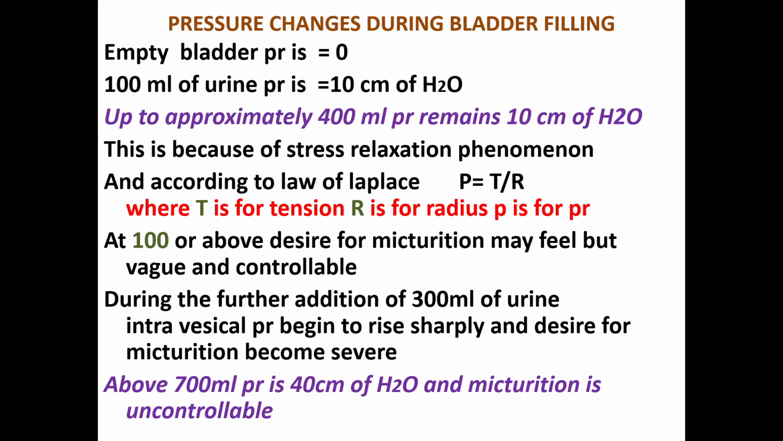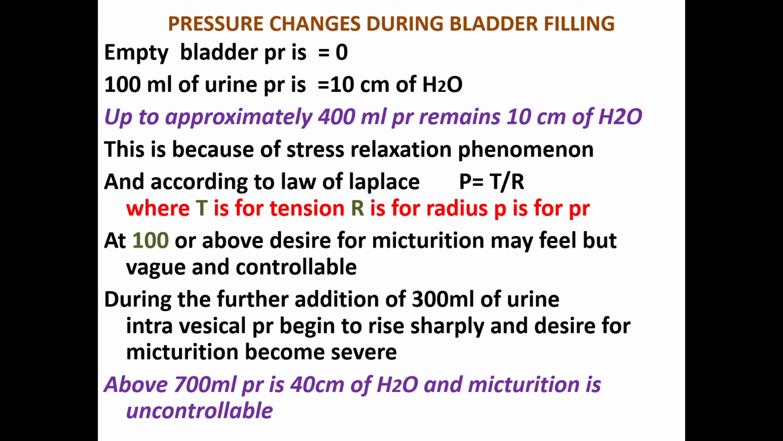These all are your references. Then we move to the pressure changes in the bladder. In an empty bladder, the pressure is 0. At 100 ml of urine, the pressure is 10 centimeters of water. Up to approximately 400 ml, the pressure remains 10 centimeters of water. This is because of the stress relaxation phenomenon. The detrusor muscles are smooth muscles, and smooth muscles have a phenomenon known as stress relaxation.